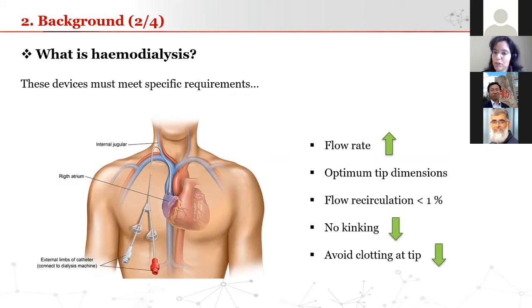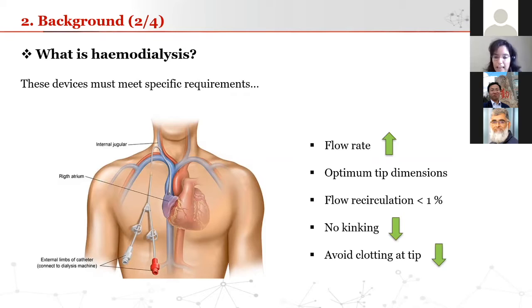Also, the tip needs to have optimum dimensions. It needs to be long enough to allow this filtering process to occur, but it also needs to be careful because it cannot touch the wall of the right atrium. Flow recirculation needs to be less than 1%. This means that, for example, the filtered blood that goes into the heart from one lumen should not return back into the other lumen, which is trying to suck unfiltered blood. That amount of flow recirculation should be less than 1%.